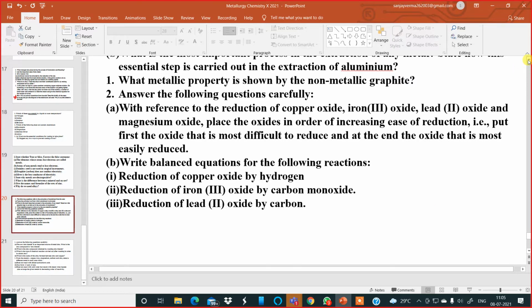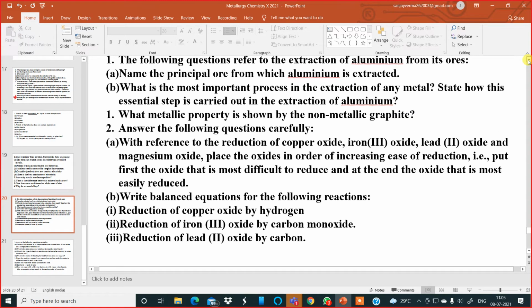Next slide. Okay. It's important question number 1. This is very important. I am marking it over there. The following questions refer to the extraction of aluminium from its ores. A and B. A: name the principal ore from which aluminium metal is extracted. What is the answer? Bauxite. Yes.